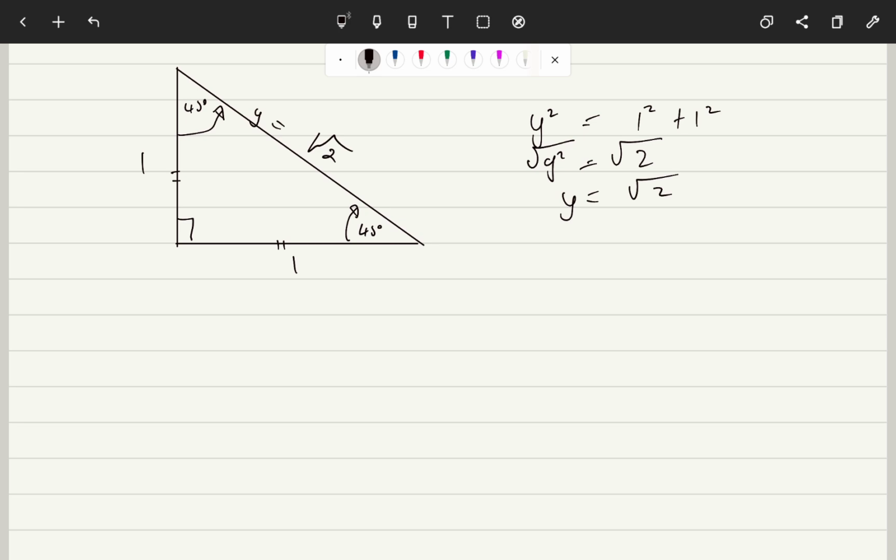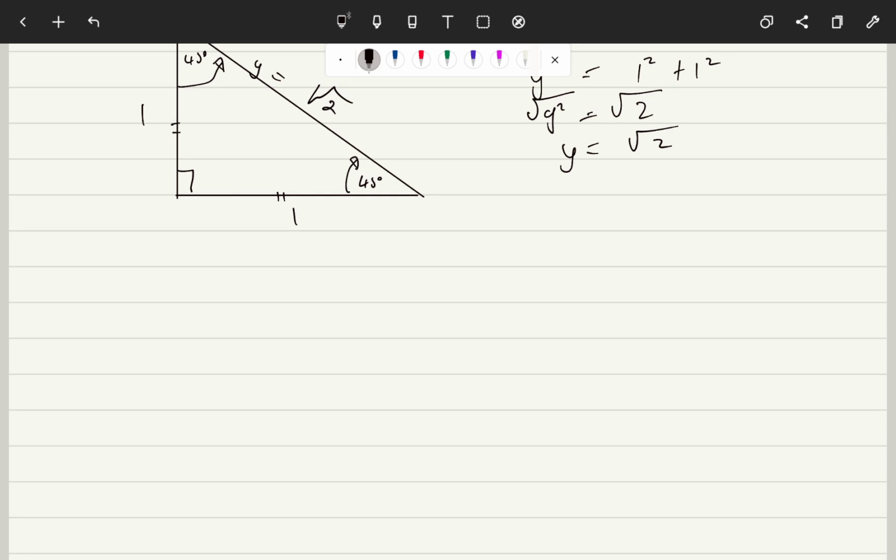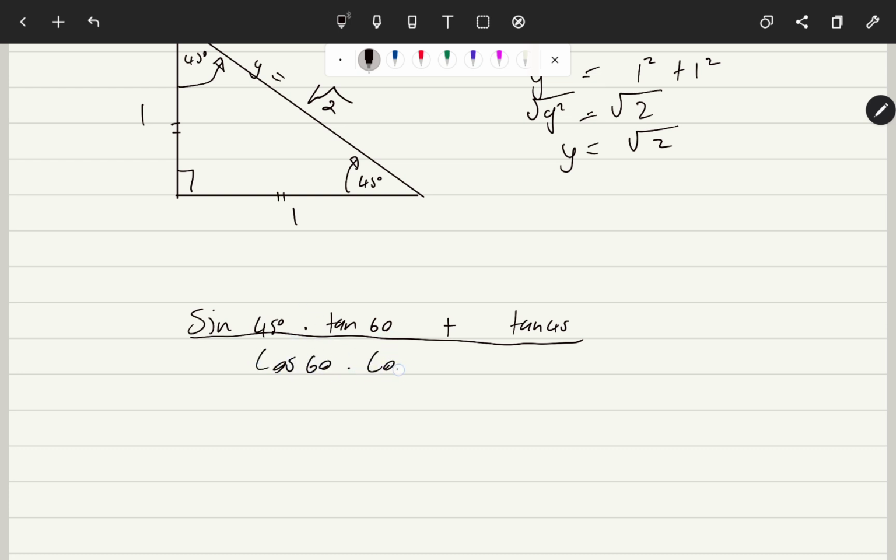When the question comes and it says simplify this, it becomes really easy. For example, I don't know, sine 45 multiplied by tan 60, plus tan 45, divided by, I don't know, cos 60 multiplied by cos 45. Let's just do it like this.